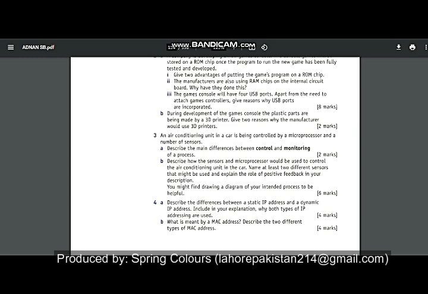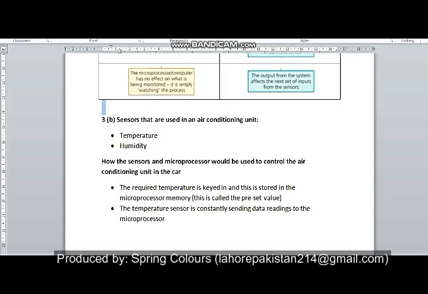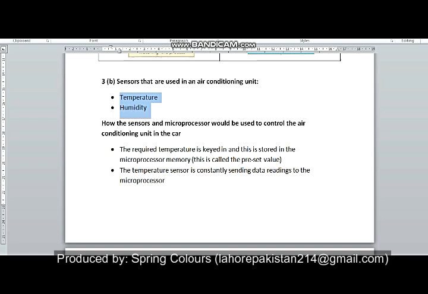Now in question number 3, part B, you have been asked to describe how the sensors and microprocessors would be used to control the air conditioning unit in a car. Name at least 2 different sensors that might be used and explain the role of positive feedback in your description, and you can give one diagram also. As the specific answer is not given in your book, I made this answer for you myself, that there are 2 basic sensors used in the air conditioning unit of a car. One is the temperature sensor and the second one is the humidity sensor.